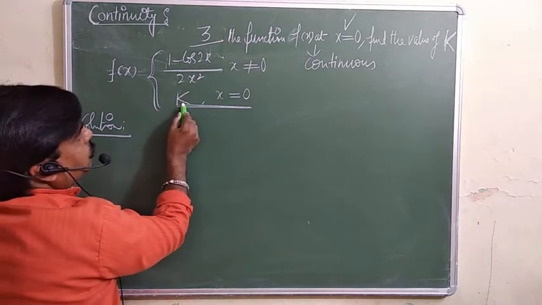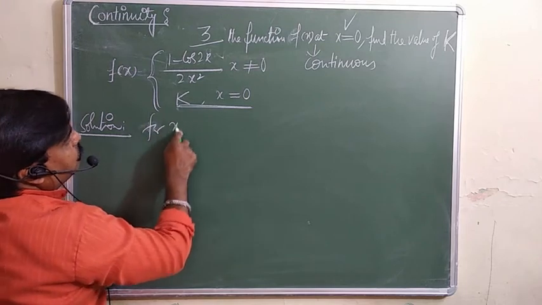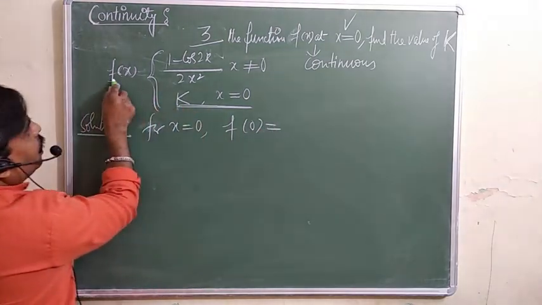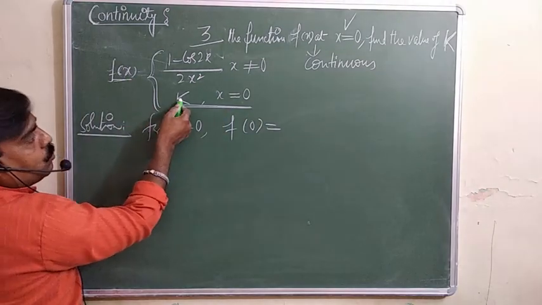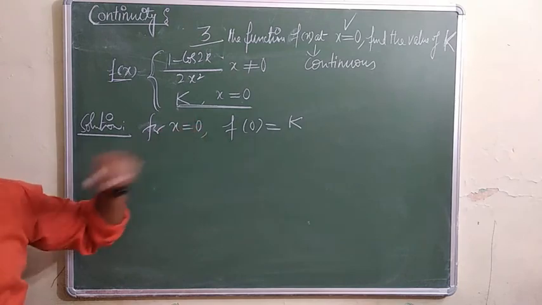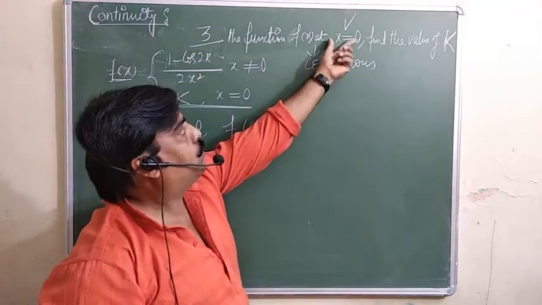If we talk about f(0), for x equal to 0, f(0) will be equal to what? If x is 0, then f(x) is equal to k. So f(0) is equal to k. Now you have to check the right hand and the left hand limit.